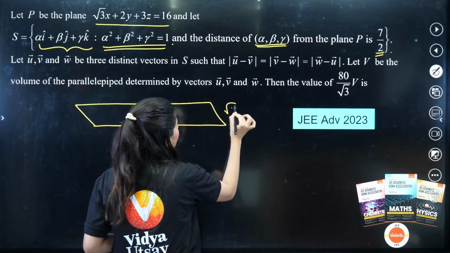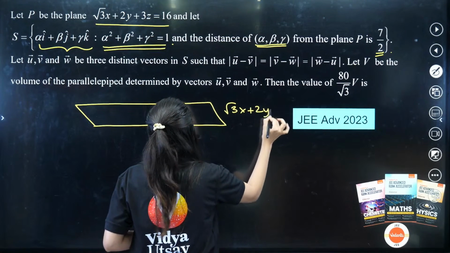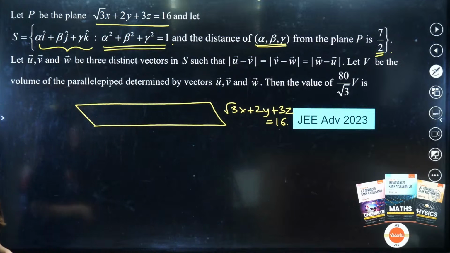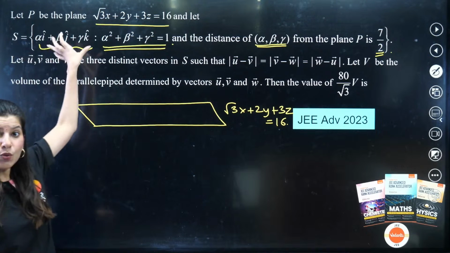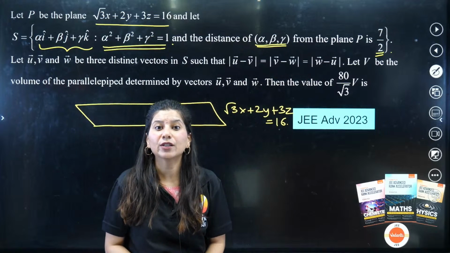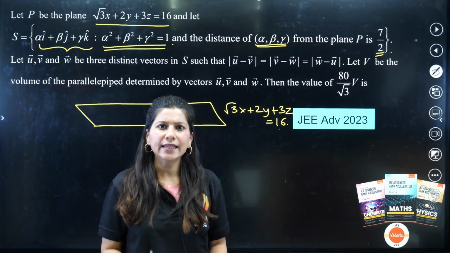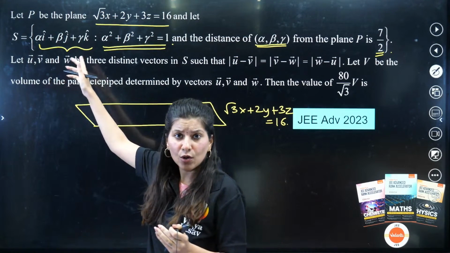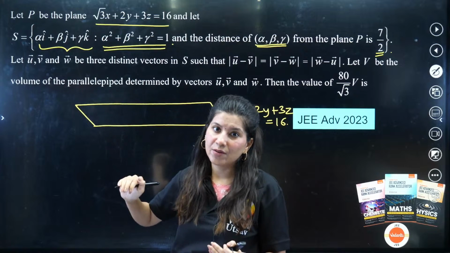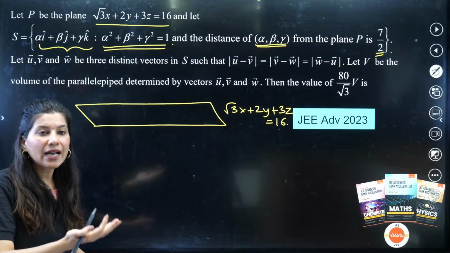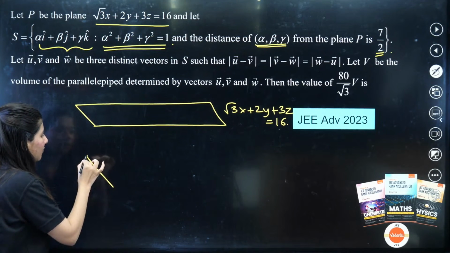Which is root 3x plus 2y plus 3z is equal to 16. Right? And we have a set of unit vectors whose distance from this plane is 7/2. So basically what they are saying is that the distance of all the points alpha comma beta comma gamma is 7/2. Whenever we calculate the distance between a point and a plane, that gives me the perpendicular distance.